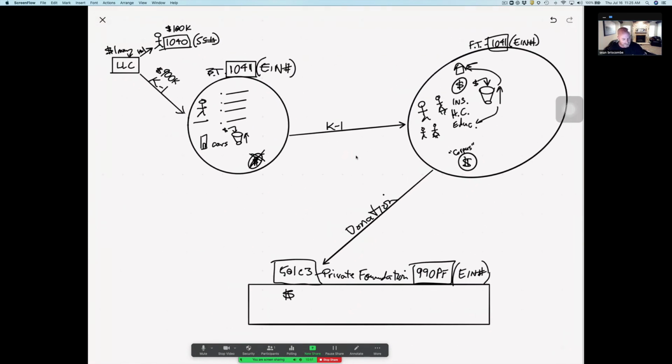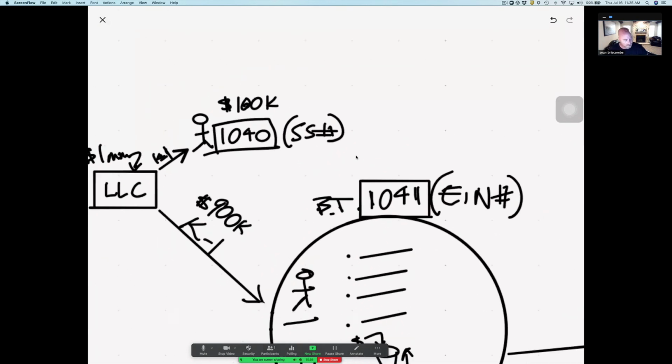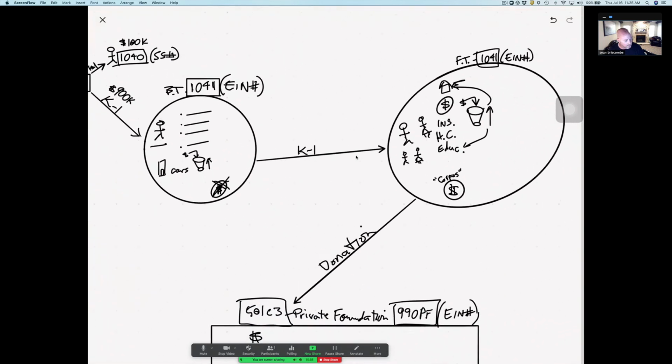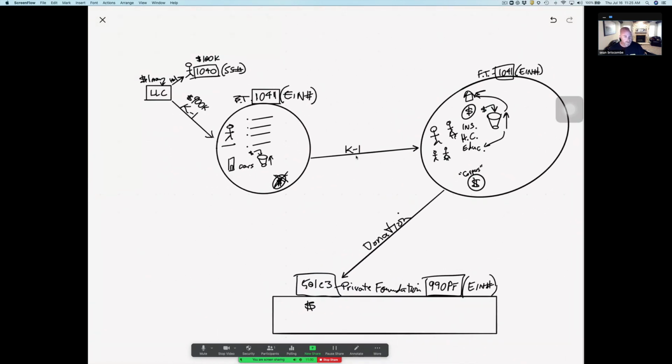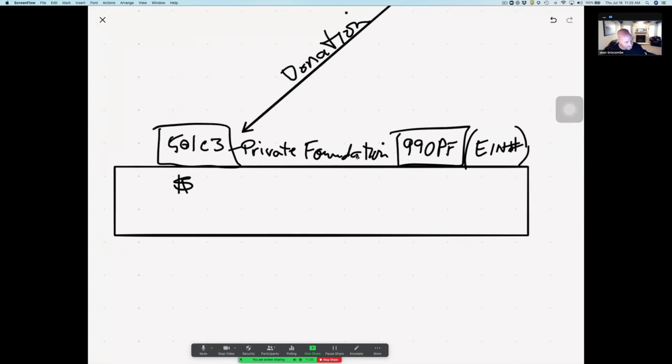Same is true with your 1040 form, with your Social Security number. That's just how the IRS and the government tracks your taxes and your payment of taxes. All right. The private foundation files a 990-PF form, and any assets that are inside this form are tax-free. All right. It could be anything. All right. There are different rules of the game that you have to follow every single year.